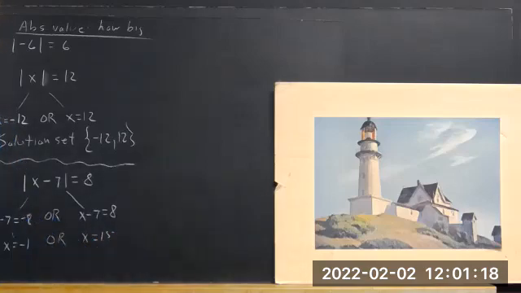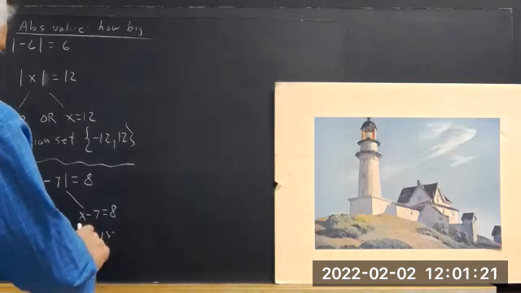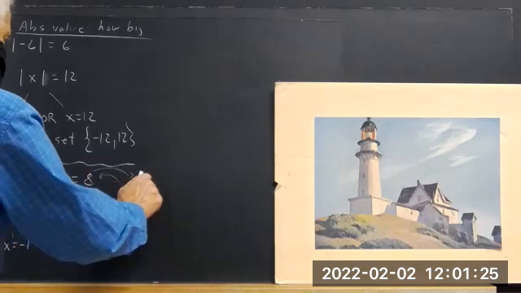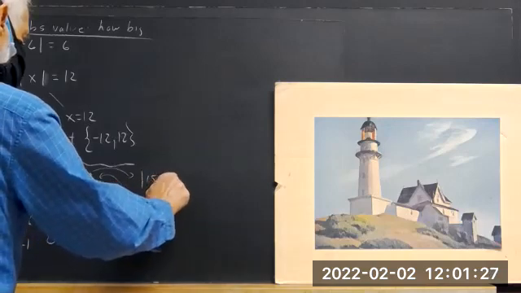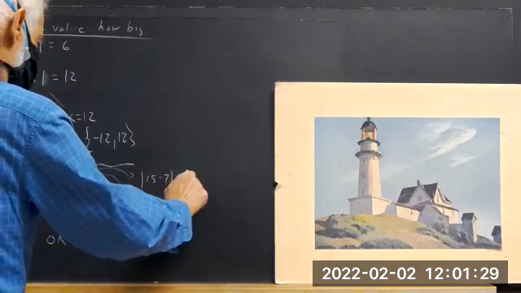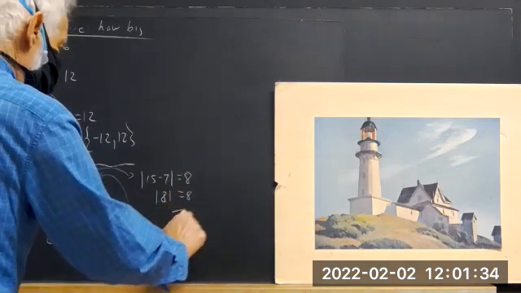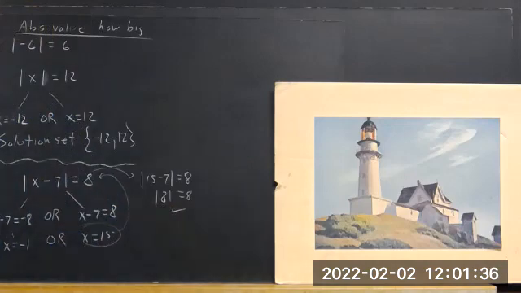And then check. Put 15 in the equation. You get absolute value of 15 minus 7 equals 8. Absolute value of 8 equals 8. Yep, it's true.